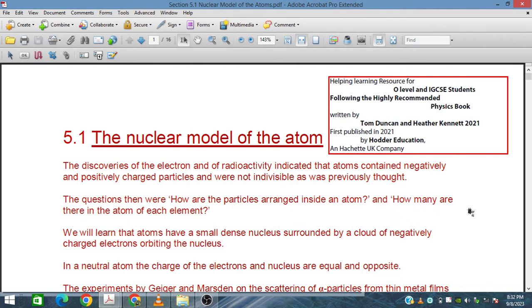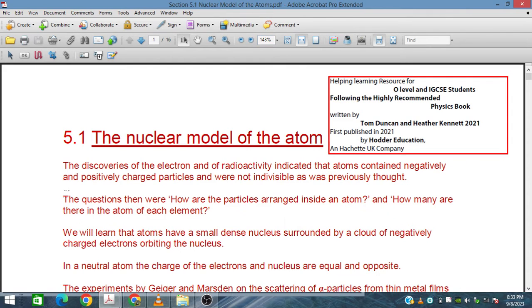Bismillah Rahman Rahim. In this session, we will discuss the nuclear model of the atom under the subject of IGCSE and O level physics. This content is taken from the book by Tom Duncan and Heather Kennett, 2021. The publisher is Hodder Education, and this is a highly recommended book for O level and IGCSE students. Today we are discussing the nuclear model of the atom.